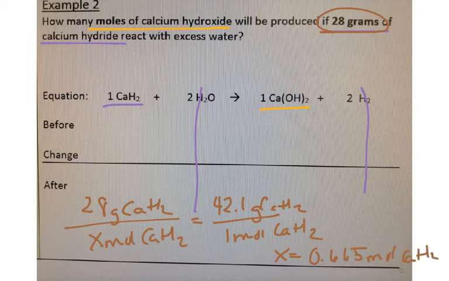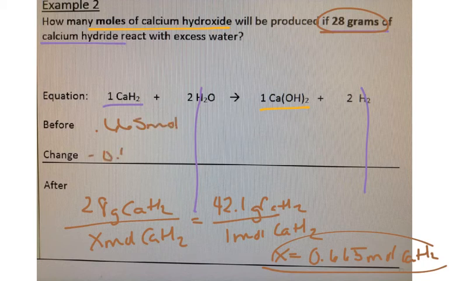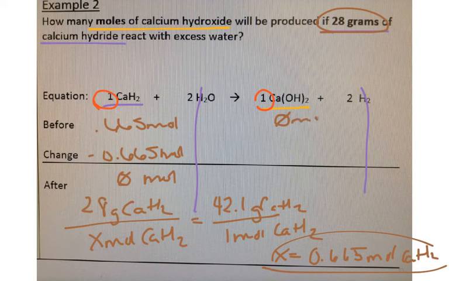So now what I'm going to need to do is fill in my BCA chart. This is how much I started, so I'm going to put in my 0.665 moles. I'm going to assume that it goes to completion, so I'm going to subtract 0.665 moles, which means that I ended up with 0. Now the nice thing is, looking at the coefficients, I've got 1 in front of calcium hydride, and I've got 1 in front of my calcium hydroxide. As always, with the products, you start with 0 because nothing has reacted at the beginning.